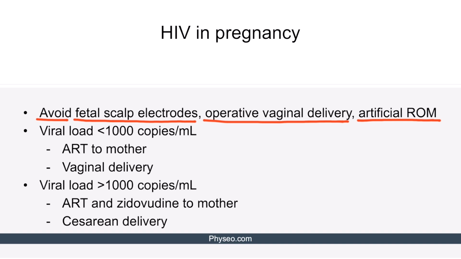Now, the mode of delivery and maternal drug regimen depends on the maternal HIV viral load at the time of delivery. If the viral load is less than 1,000, then we continue the antiretroviral therapy administration to the mother, and we perform vaginal delivery because the risk of HIV transmission is quite low at that level of viral load.